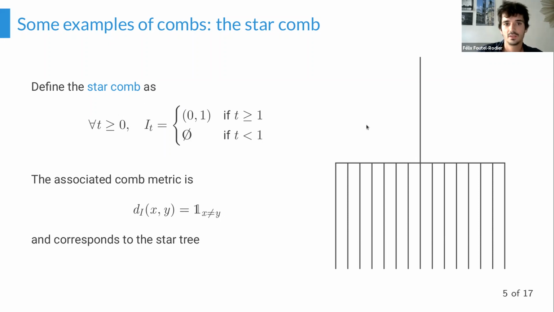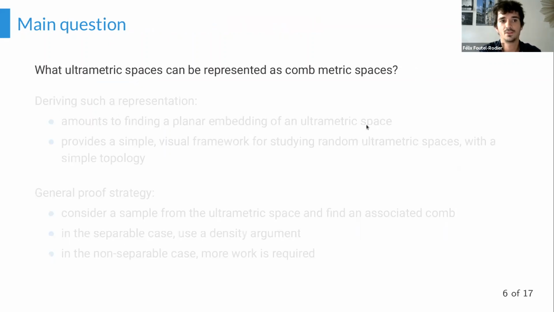So now the question that I want to address is to know what ultrametric spaces can actually be represented using a comb metric space. Being a bit more precise, what I want to know is that if you give me an ultrametric space, am I able to define a comb and an isometry from the comb metric space to the ultrametric space? And in that case, I'm going to say that I can represent this ultrametric space using a comb.